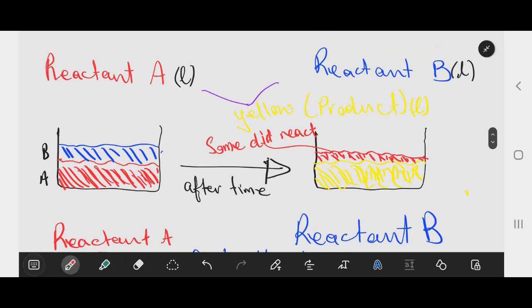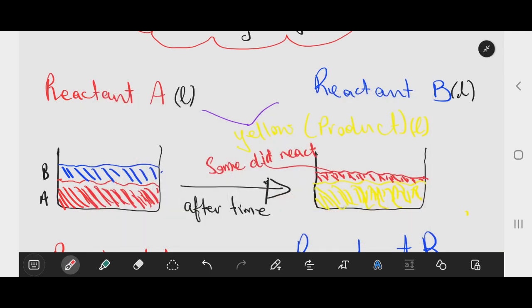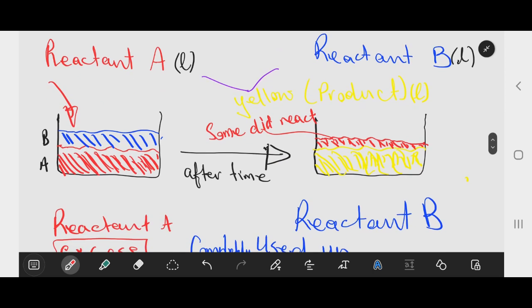So what will happen if we add more of reactant A in the reaction? Let's say we add more reactant A in the reaction. We would still get the same amount of the yellow product, but now we would have more orange liquid left, right? Because reactant A was already in excess, right? If you add more excess, you make no difference to the amount of product that you are going to get, right?